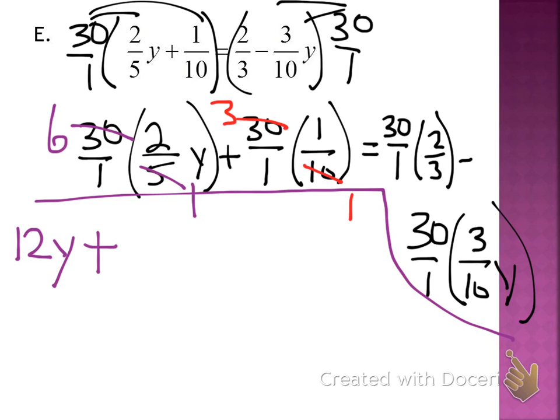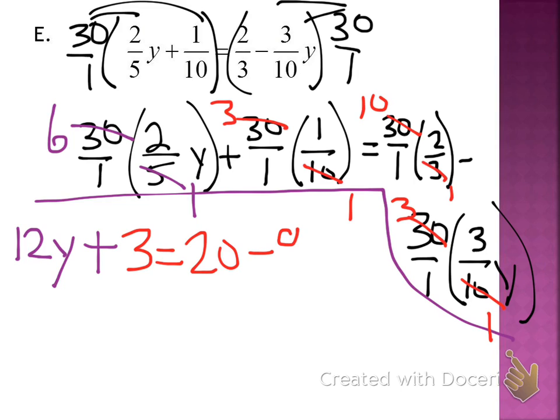3 and 1, right? Then a 1 and a 10. So 20. And then back here we have a 1 and a 3. So that's a 9y.